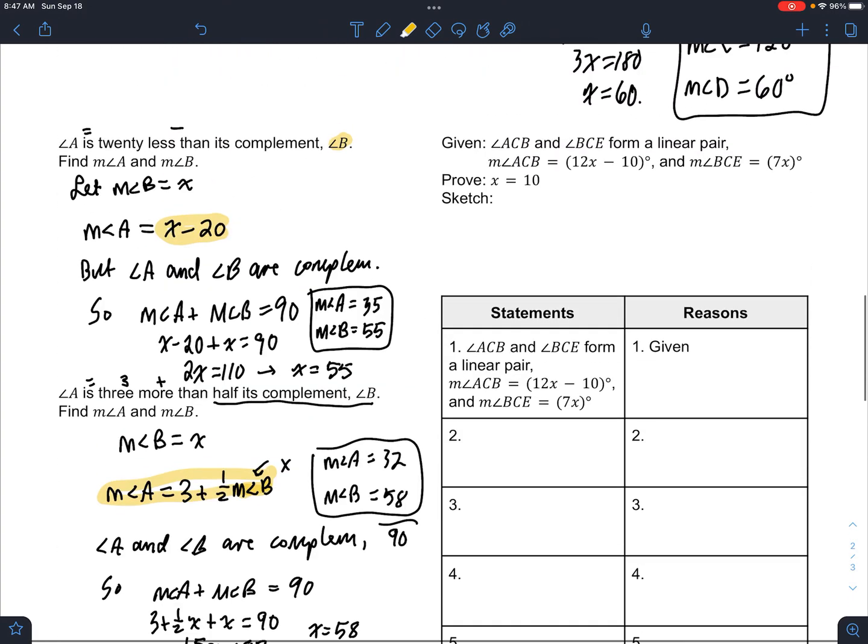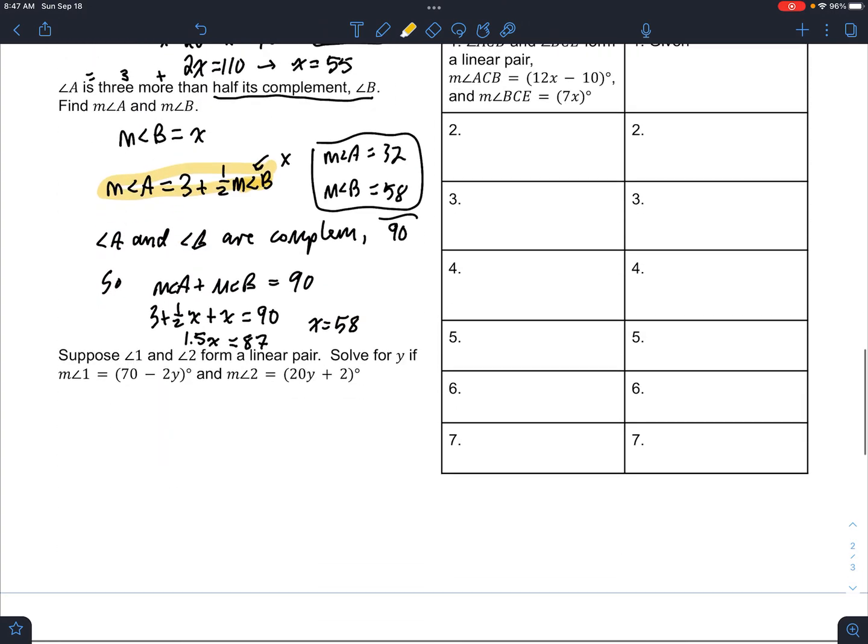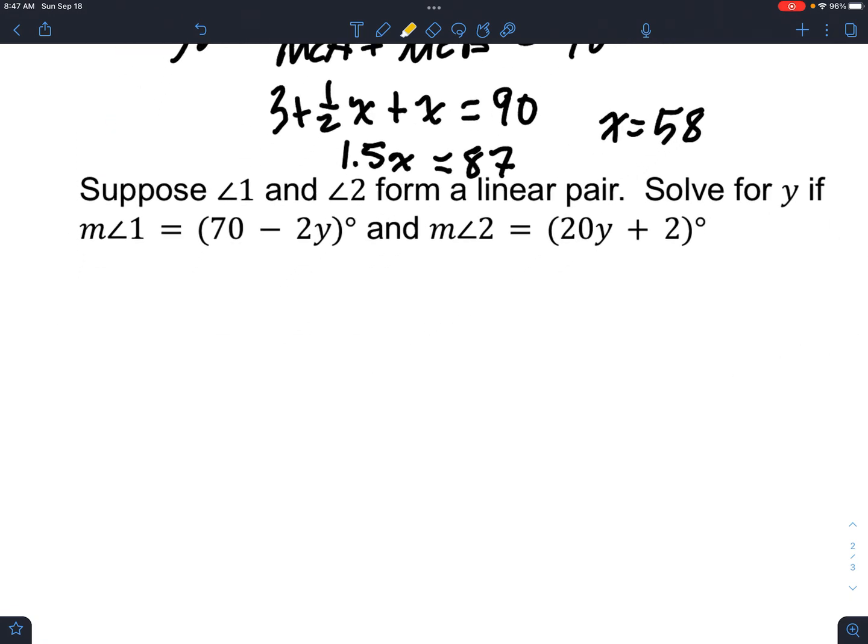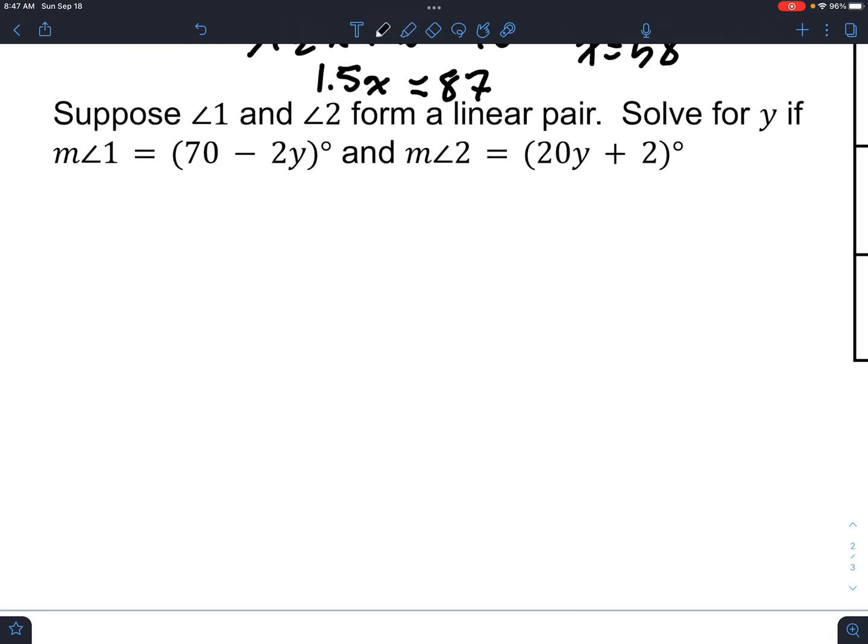Okay, so pause if you want to write that down or have questions. And please bring your questions to me if you watch this and you aren't sure on how to do these. A linear pair, we know as supplementary. Those words are like interchangeable. So the measure of angle 1 plus the measure of angle 2 equals 180. I know that from just the first sentence.